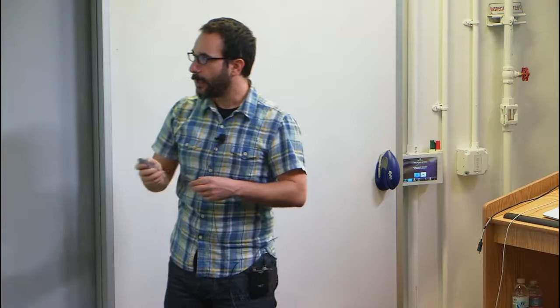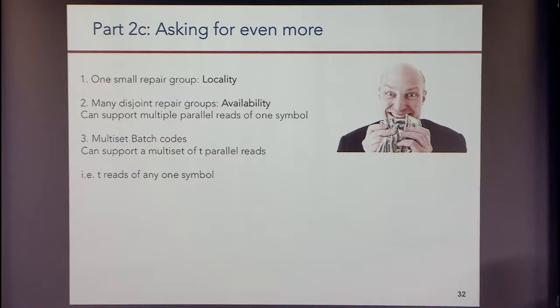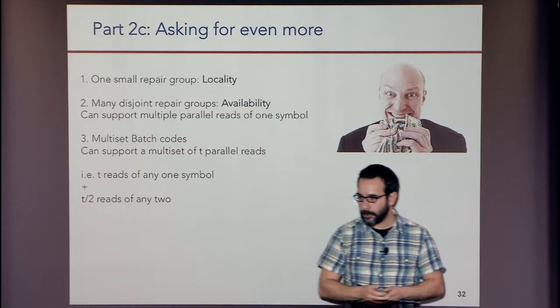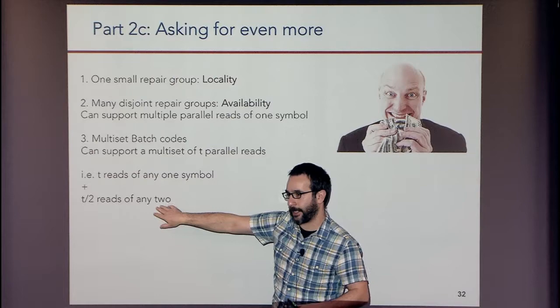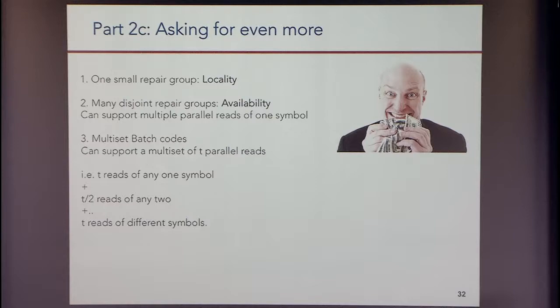There is something called multi-set batch codes, which were defined for a different reason; the main application is cryptography, but there is also a storage application that's a little different. You can easily see that a multi-set batch code can support a multi-set of T parallel reads. That means, for example, you can have T parallel reads of one symbol, which is exactly the same as availability. But furthermore, you could have T over 2 concurrent reads of each of any two symbols. This is not cumulative, so it's either T reads of one symbol, or T over 2 of each of two symbols, or T reads concurrently of different symbols. Any such multi-set of reads, you can accommodate. This is very nice because when you design your storage system or your scheduler, you get all this flexibility that any T things will happen concurrently for you. So this is a very nice requirement. The question is, can you get codes that do it? Already in the first paper on batch codes, there is a construction that does pretty well.